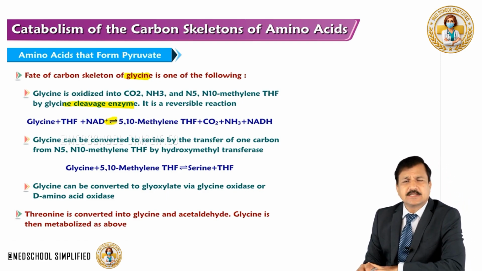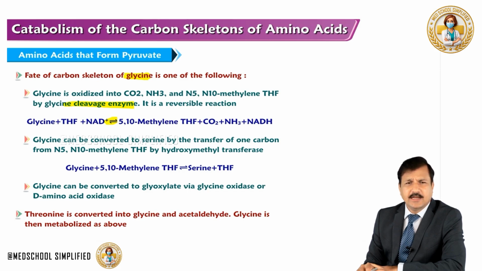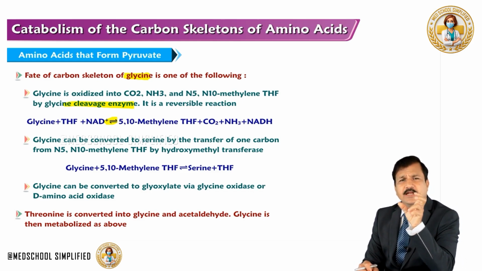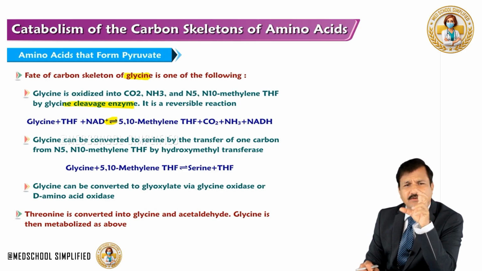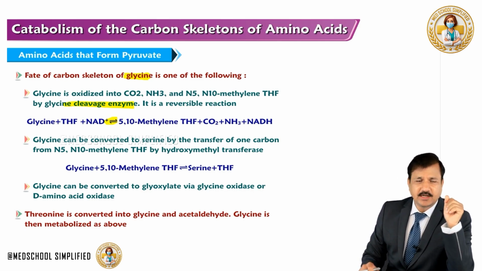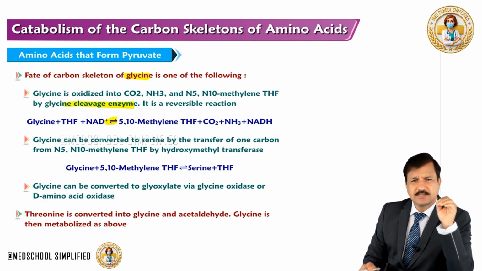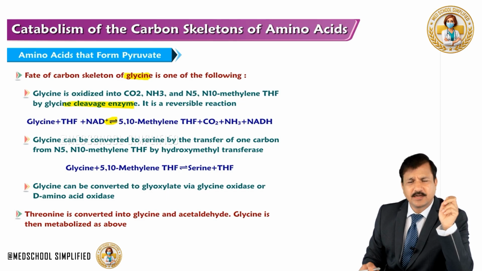So glycine is oxidized into carbon dioxide, ammonium ion and N5,N10-methylene tetrahydrofolate by a glycine cleavage enzyme, as shown here. Glycine, tetrahydrofolate and NAD+ get into the reaction catalyzed by glycine cleavage enzyme, releasing N5,N10-methylene tetrahydrofolate. The alpha carbon of glycine will go into formation of N5,N10-methylene tetrahydrofolate. That's where its carbon goes. And the carboxyl carbon is released as carbon dioxide, the amino group is released as ammonium ion, and NAD+ is reduced into NADH plus H+. So that's one fate of breakdown of glycine's carbon skeleton.